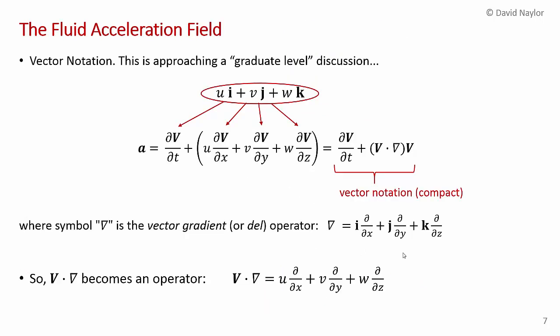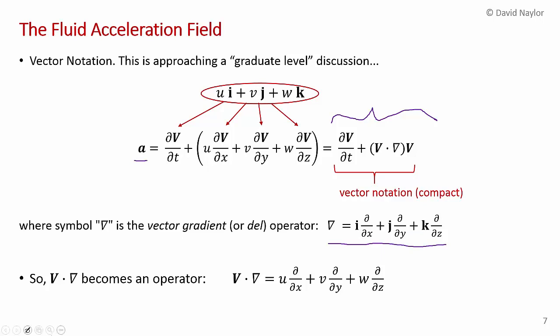Now this next slide, I almost hesitate to mention it. It's really approaching a graduate level discussion of this, but you'll see the substantive derivative form of the acceleration field expressed in vector notation, and the vector notation is shown over here. So it just becomes ∂v/∂t, where v is the vector, plus v dotted into this upside down triangle, which is the del, and then that becomes an operator that acts on the velocity vector. So remember, this del or gradient operator is i ∂/∂x, j ∂/∂y, k ∂/∂z.